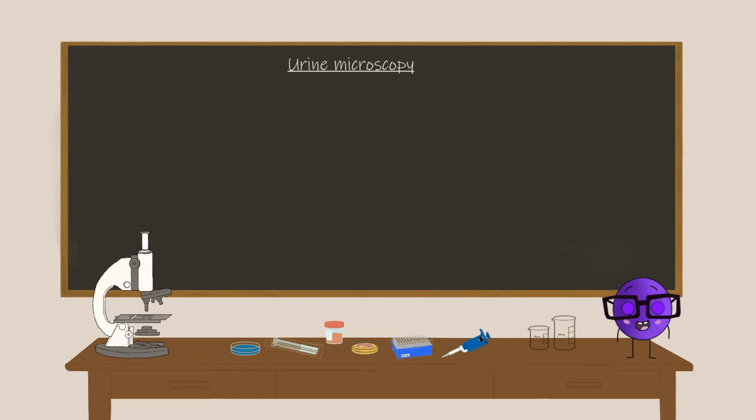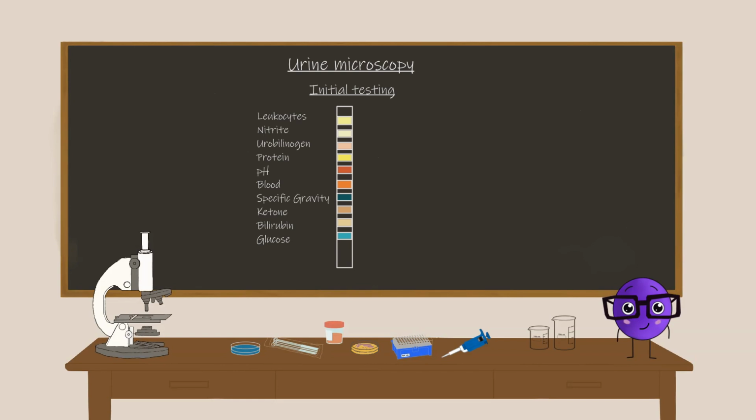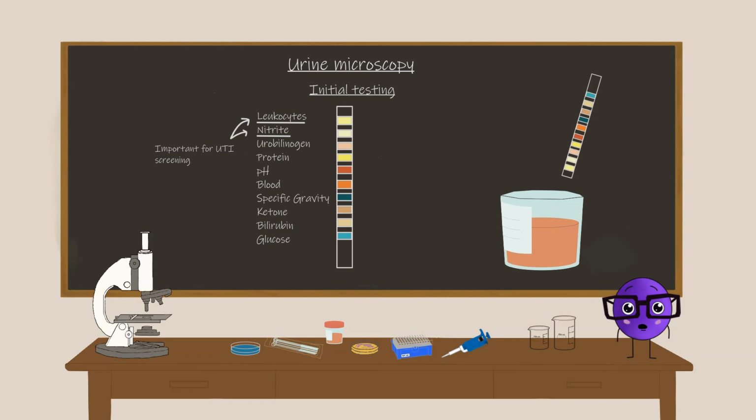Urine microscopy. Initial testing. Urine dipsticks are used in a variety of healthcare settings such as GP surgeries, hospitals, urgent care clinics, and even at home as part of a routine checkup to assess overall health. Due to their portability and ease of use, they're regularly used to screen signs of a UTI and monitor existing conditions such as diabetes. Nitrate reductase and leukocyte esterase tests are both used as a screening procedure for UTIs.